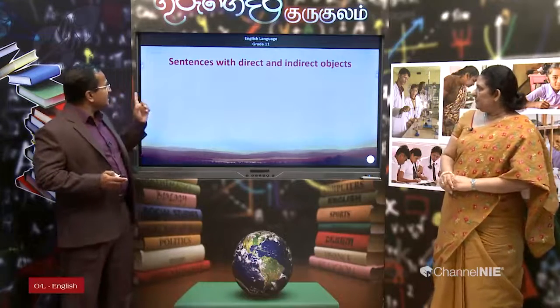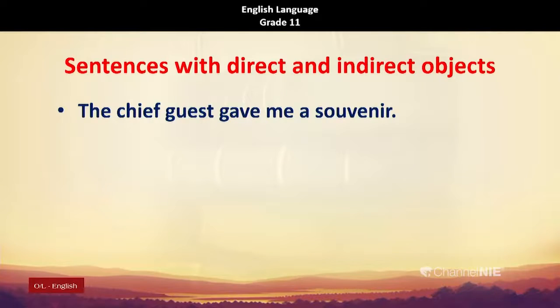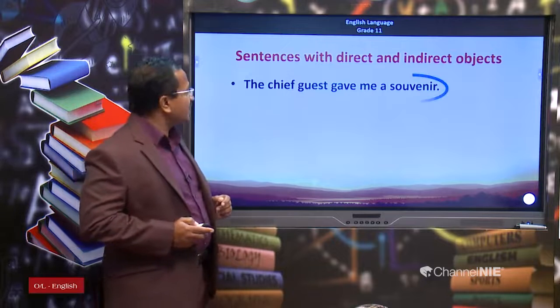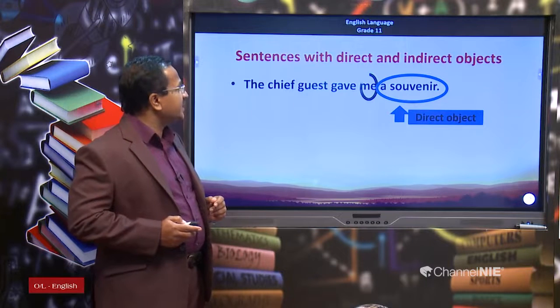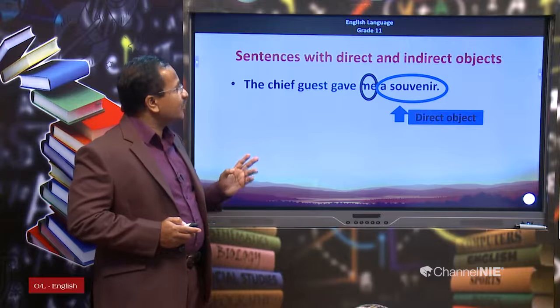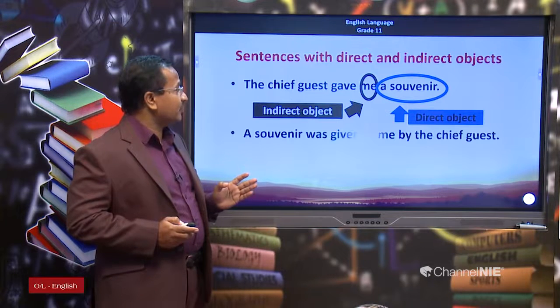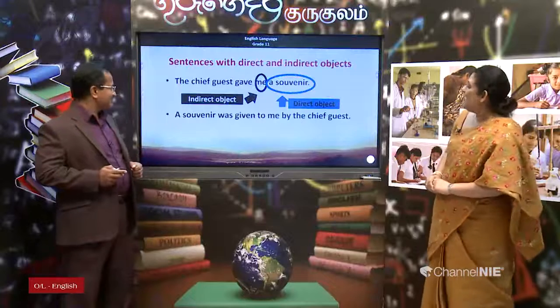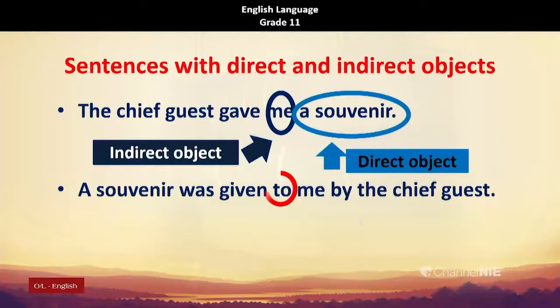Let us see sentences with direct and indirect object. The chief guest gave me a souvenir. Right. Here a souvenir, me. So, two objects are there. One is the direct object and the other one is the indirect object. So, first we are going to use the direct object as the subject of the passive voice sentence, and Nirmala will always help me. Of course, yes. A souvenir was given to me by the chief guest.